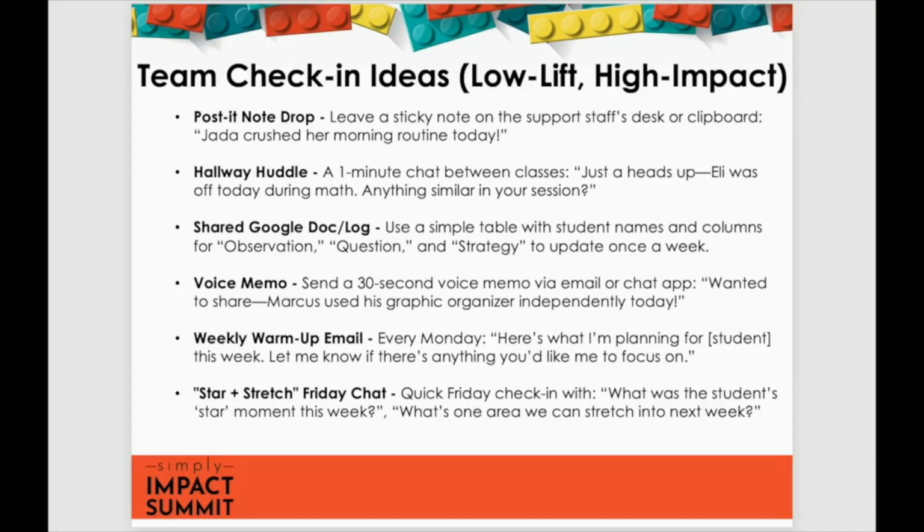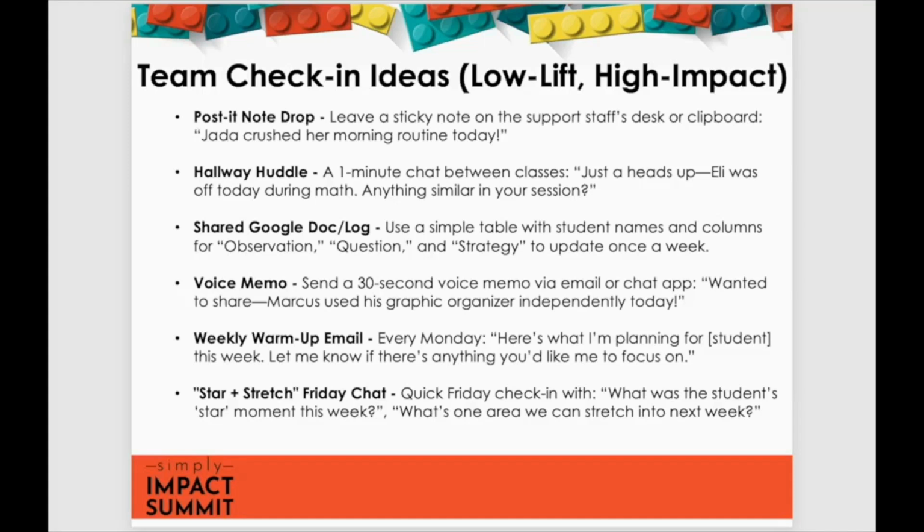A last check-in idea you could do is called a Star and Stretch Friday chat. We did this in a charter school that I worked in, and it was a quick Friday check-in where we talked about students' star moments for the week. We actually had them, they were called roses though. And when we had team meetings or even staff meetings, we would each have to share our rose moments. And then you would say, what was a student's rose moment this week or star moment? In what way can we stretch this into next week? How can we flourish this into next week? Because we went full on with the rose theme there.